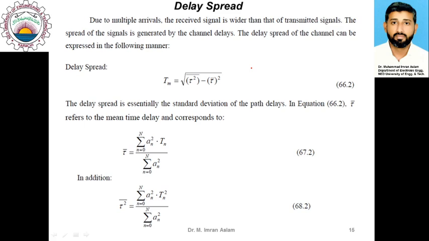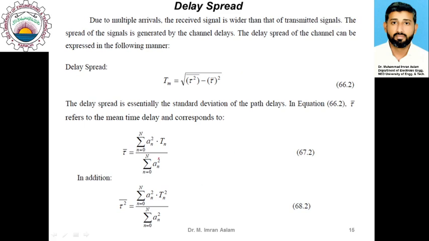If a channel has a small value of delay spread, the different components have a smaller standard deviation in delay. That means all the components are arriving at almost the same time. If a channel has a large delay spread, there is a large standard deviation between different components, and that means the arrival of different rays is associated with a relatively large amount of delay.